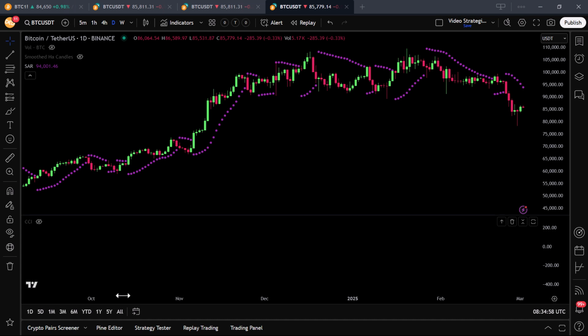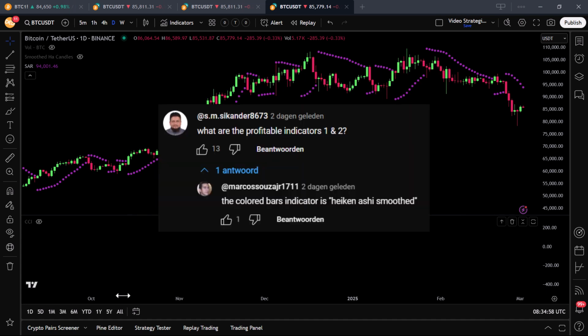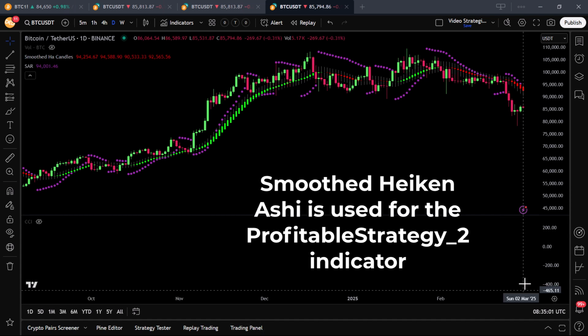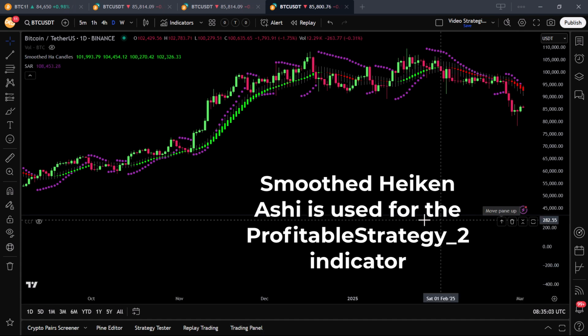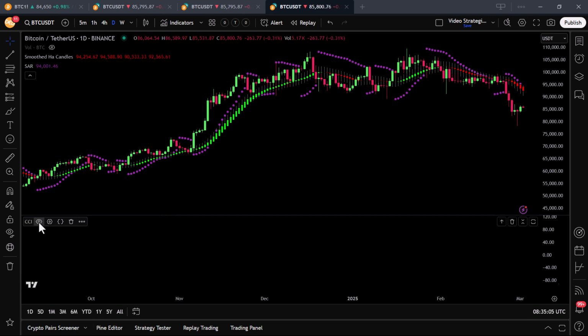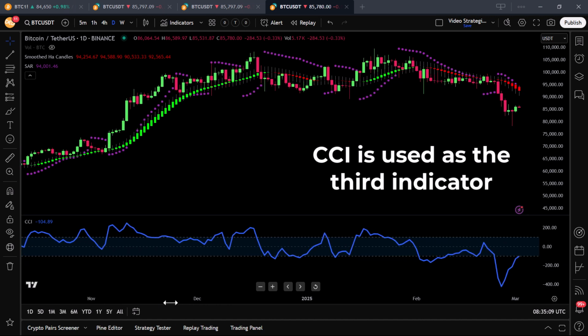The second indicator, that is called Profitable Strategy 2 in the video, is also never quite explained, but there is a commenter that recognized this indicator as the smooth Heiken-Ashi, and since this is the best information I have, I will add the smooth Heiken-Ashi to the TradingView chart too. The default settings will be used here as well. Now, the third and last proposed indicator used in the strategy is the CCI indicator for determining strong trends. Here as well the defaults will be kept.